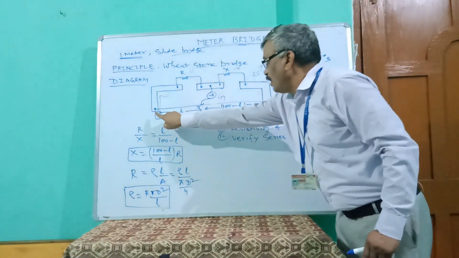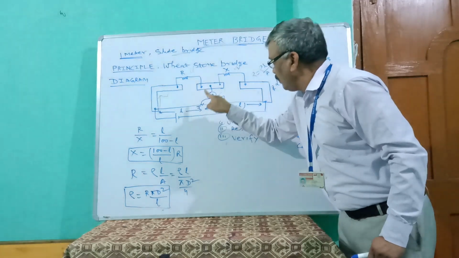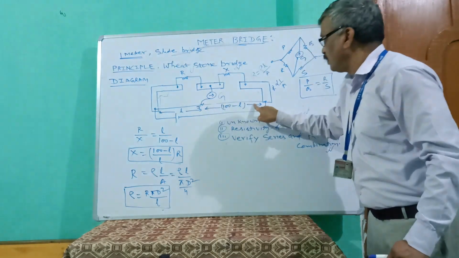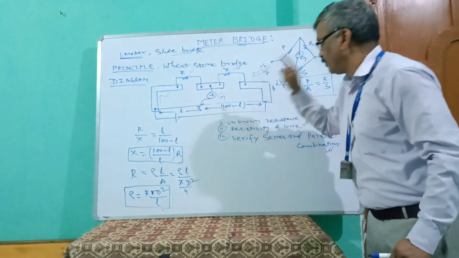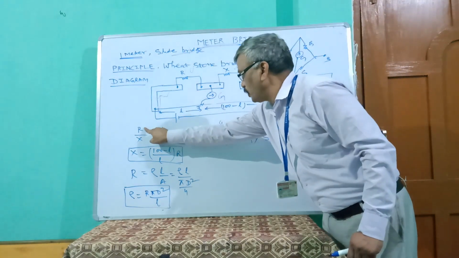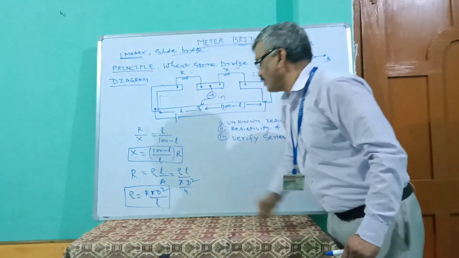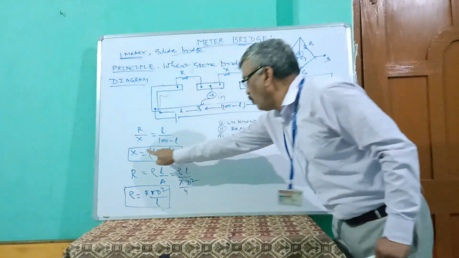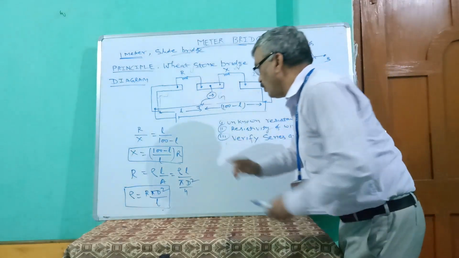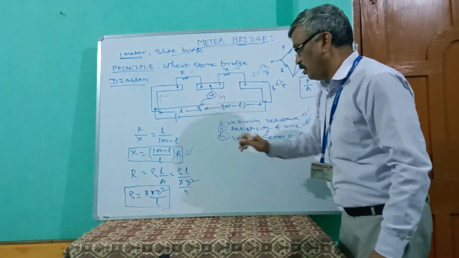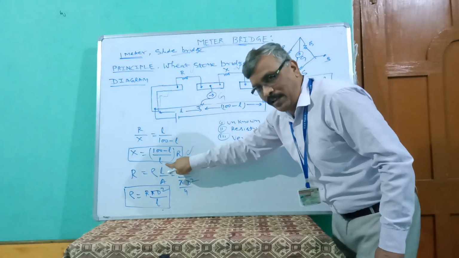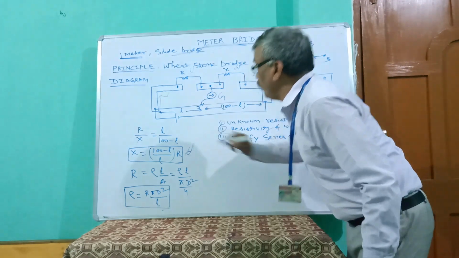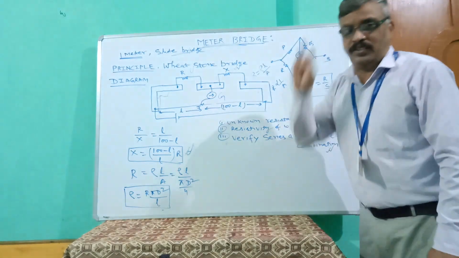Suppose that the balancing length is obtained in the given meter bridge at a length of L, hence the remaining part of the length is 100 minus L. Now, mathematically, we say that R by X is equal to L upon 100 minus L. The value of X is equal to (100 minus L) by L into R. In such a way we calculate the value of unknown resistance.